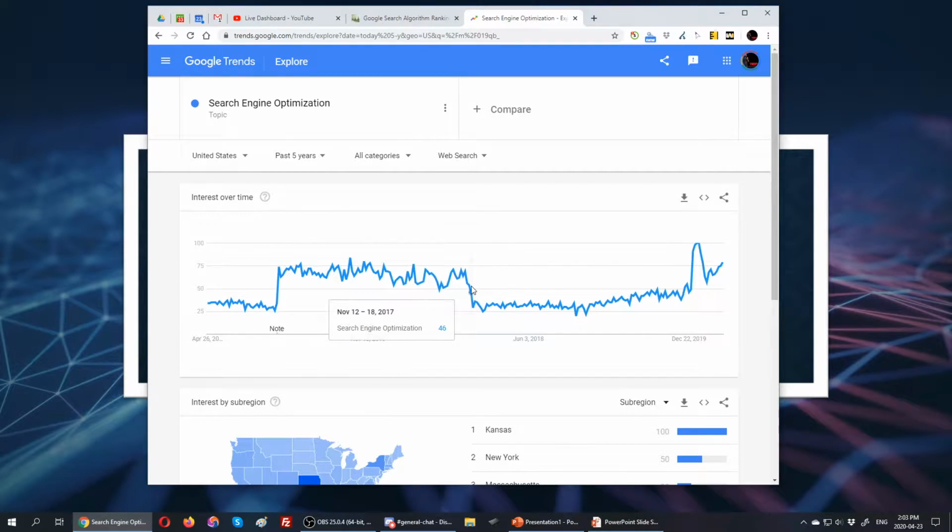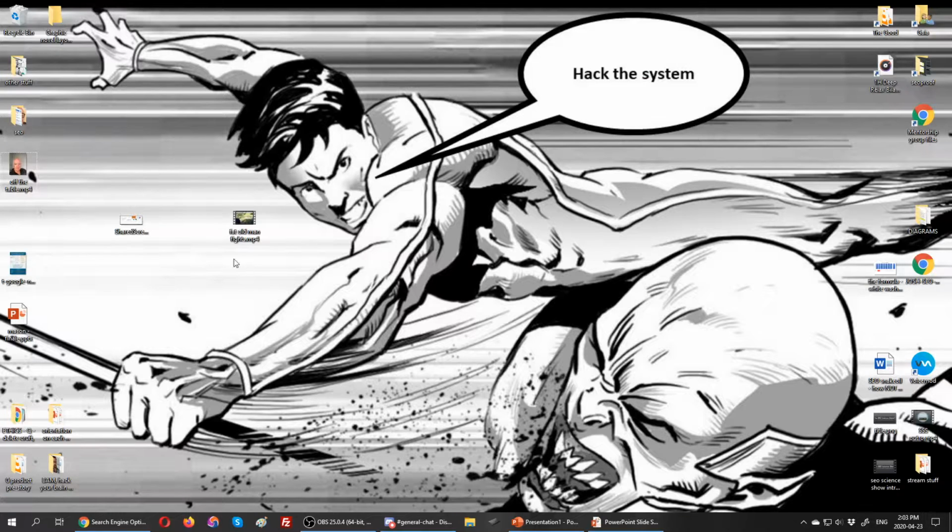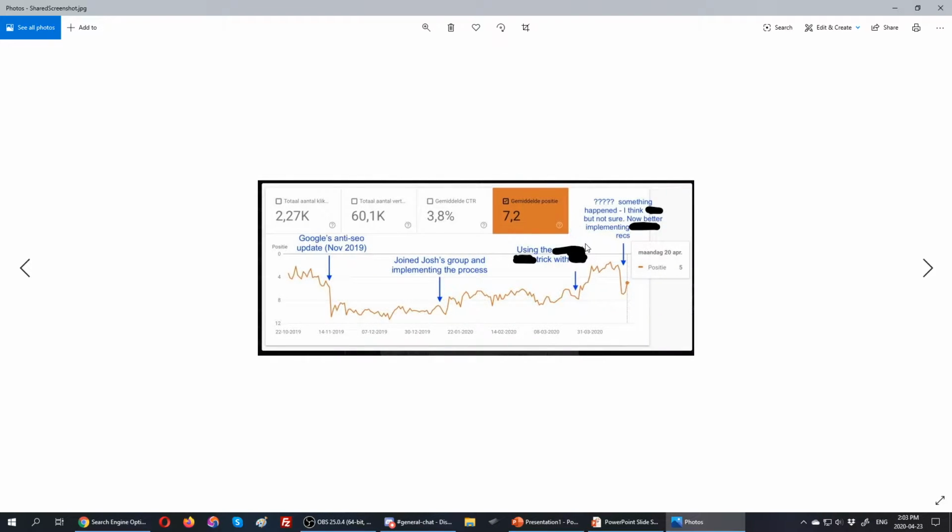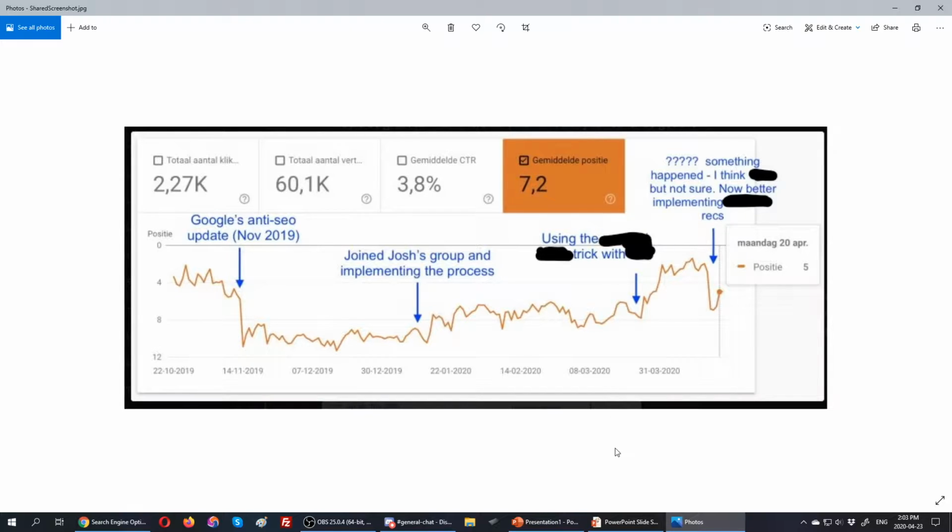But in the November update, this is when Google released the anti-SEO algorithm, and it hit a lot of people. And then people came back. So, for example, let me show you. This is one of my students, and he too was hit in the November update.